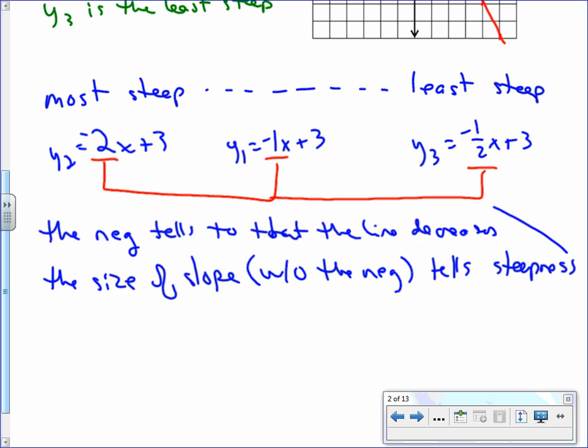So when you look at those numbers, you want to think that the size of that slope is 2, and the size of that slope is 1, and the size of this slope is 1/2. This is called absolute value. We haven't seen that word before. So when we want to look at negative slopes, we just ignore the negative in order to tell which is the steepest. The negative tells us it goes downhill, but the size of it tells us which one is the most steep. All right?